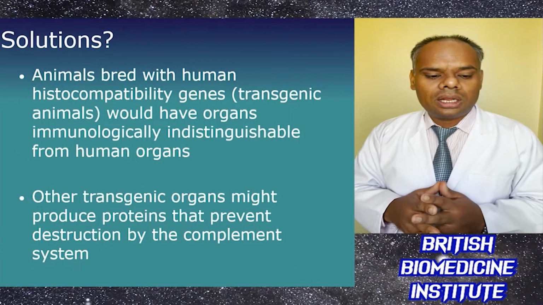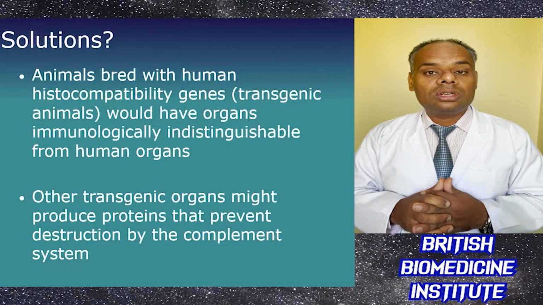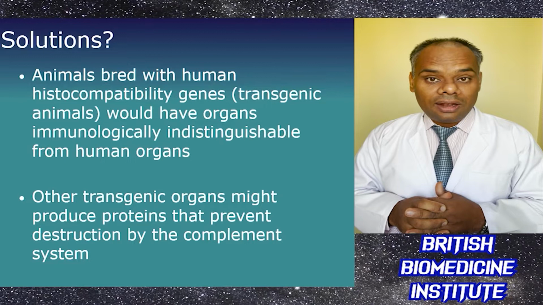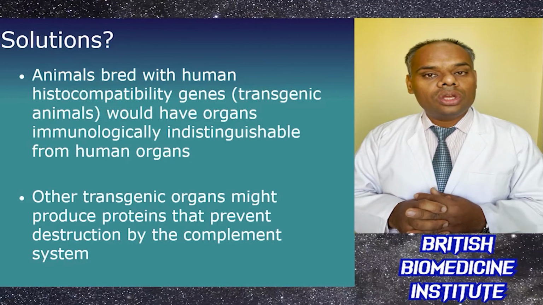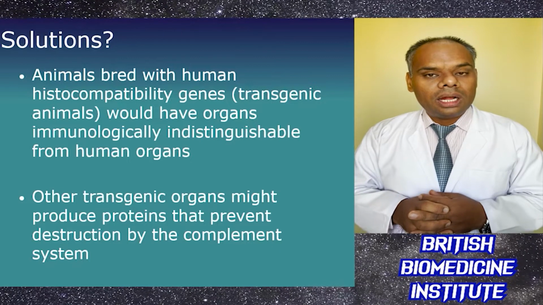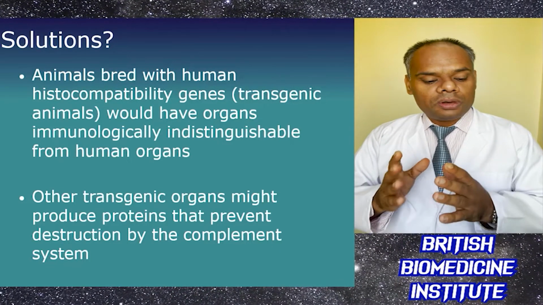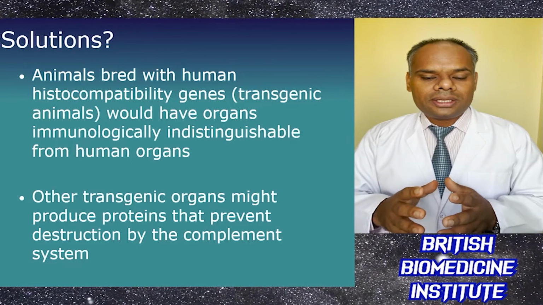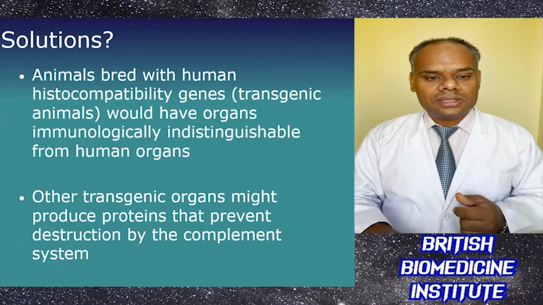The solution is animals bred with human histocompatibility genes, like transgenic animals. They can be helpful, as they would have organs immunologically indistinguishable from human organs. Other transgenic animals might produce proteins that prevent destruction by the complement system. So basically the solution here is the production of transgenic animals.